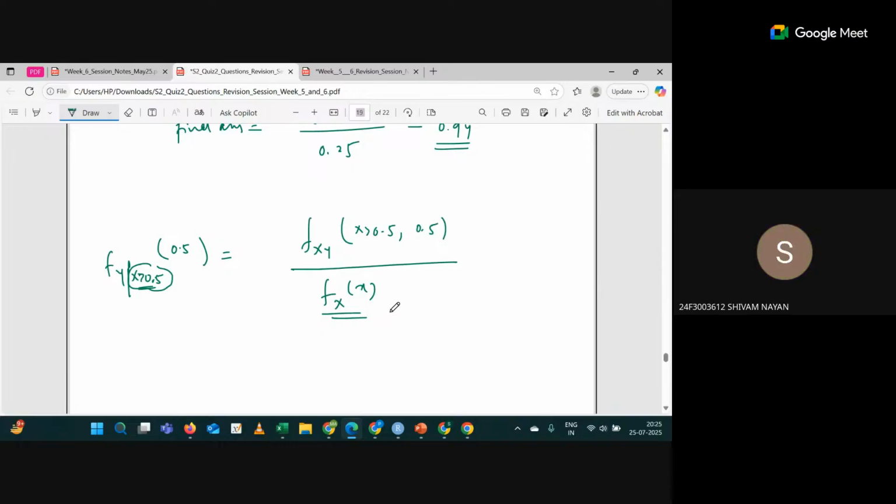So, sir, we will have to find the marginal from 0.5 to 1. So, 0.5 to 2. 0.5 to 2 here. This is not a marginal, right? This is a specific part, I think.